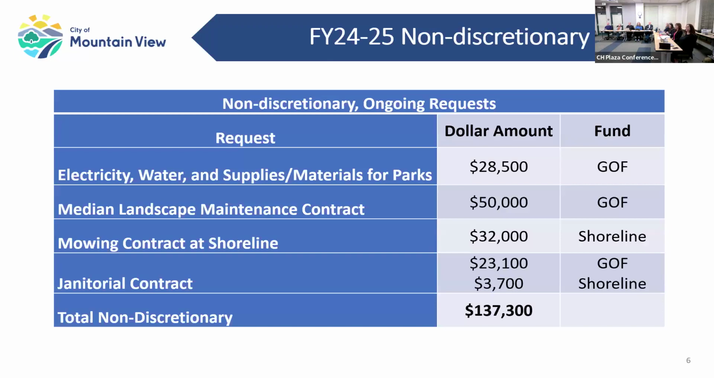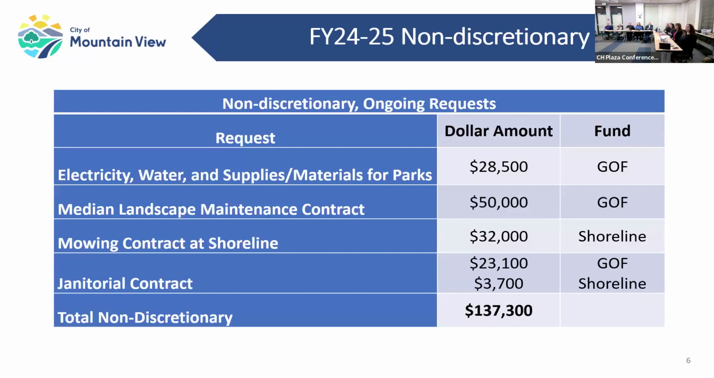And so the meat of this is to go over these budget requests for the upcoming fiscal year, 24-25. As a reminder, these requests are for the shoreline, parks, recreation, and forestry divisions. So first we have non-discretionary requests. These are requests that are usually tied to contractual increases or things that are seen as necessary to continue our existing operations and level of service.